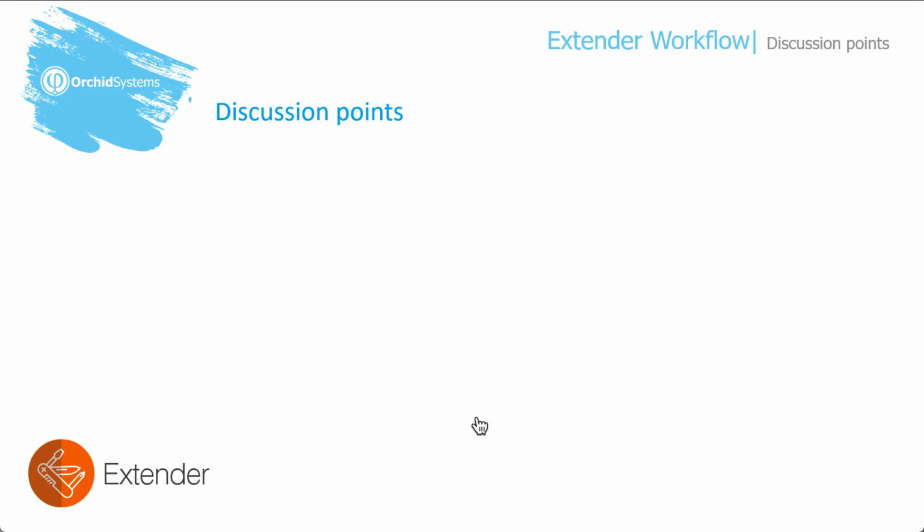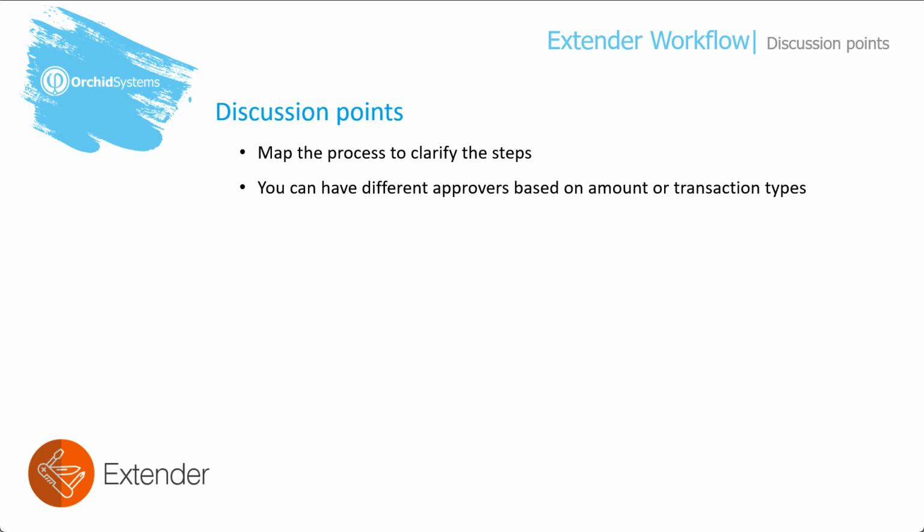So this demonstration was to give you some ideas as to what is in the Orchid EWF workflow sample database, and how you can use it to tailor your extended workflow presentation to what your clients and prospects actually need. The best starting point is to map the process to clarify the steps that you want to demonstrate. You can have different approvers based on the amount or the transaction type.